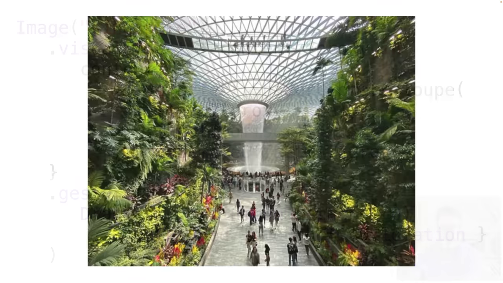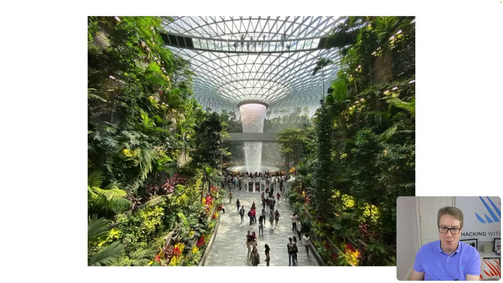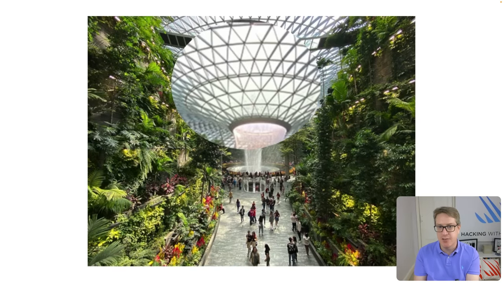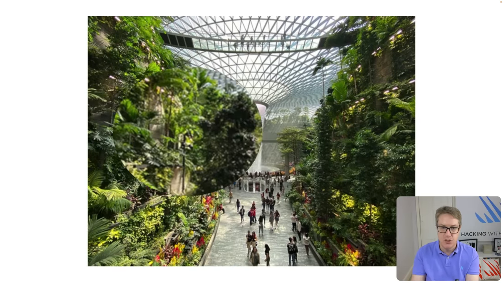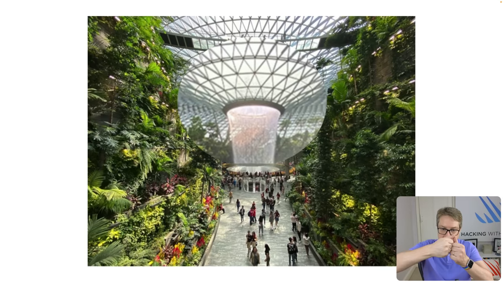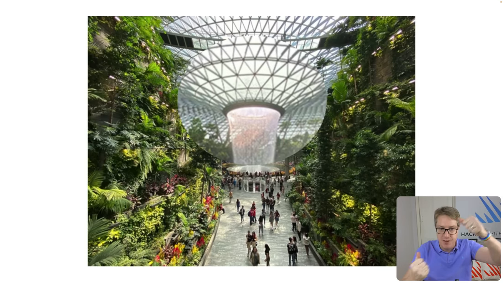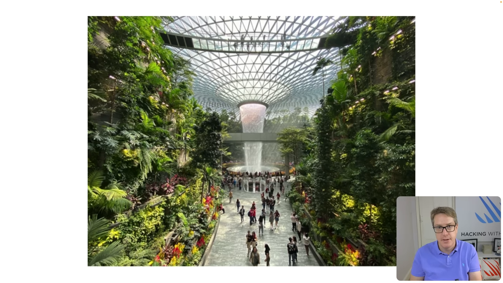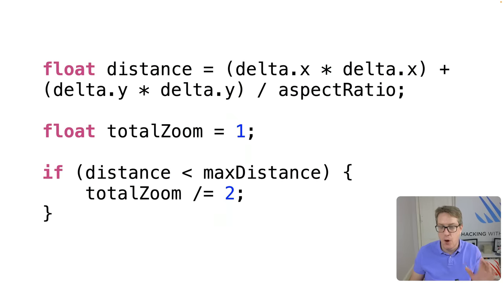finger on the screen. And the result is, here's Singapore Airport. As they move their finger around on the screen, it zooms in. So it's stretching fewer pixels up to fill the larger space. That's what it's doing. That's neat. But we can do better with only one small change.